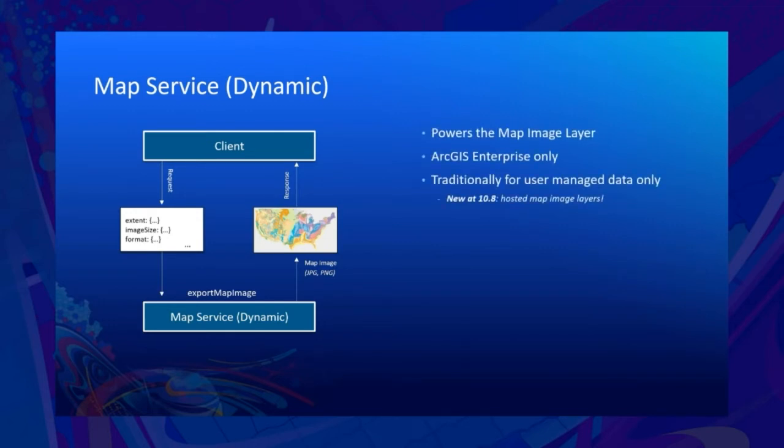This type of service powers the map image layer item within the ArcGIS Enterprise portal. Only ArcGIS Enterprise has this type of service. ArcGIS Online does not have the ability today to publish this kind of service. Traditionally, this was available for user-managed data only, meaning you had to have your data in a relational database, an enterprise geodatabase of some kind that you were connecting out to.